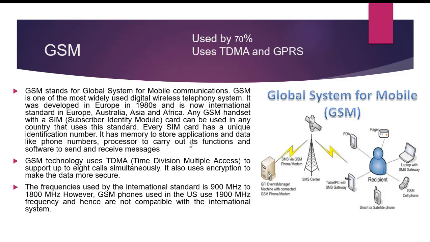send and receive messages. GSM technology uses TDMA or time division multiple access to support up to 8 calls simultaneously. It also uses encryption to make the data more secure. The frequency used by the international standard is 900 MHz to 1800 MHz. However, GSM phones used in the USA use 1900 MHz frequency and hence are not compatible with the international system.